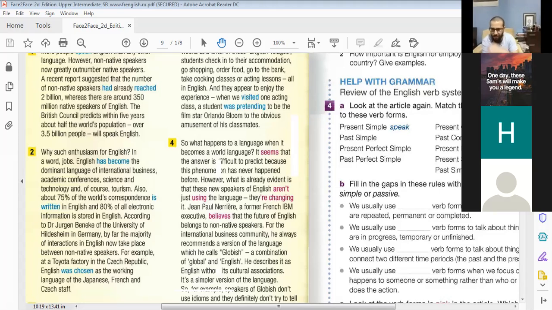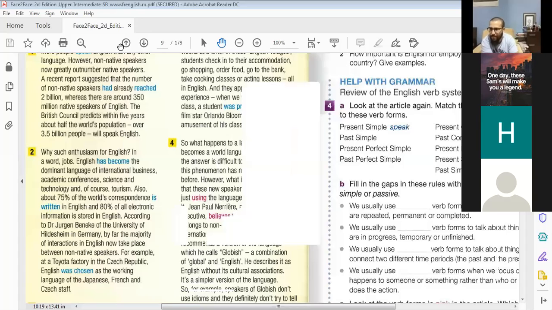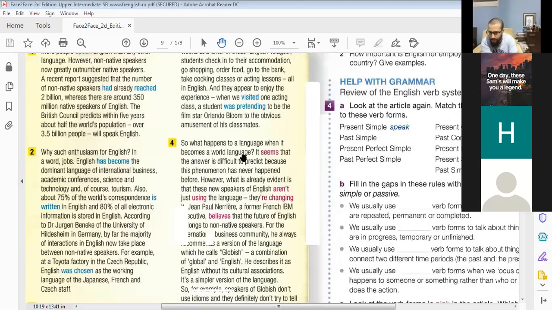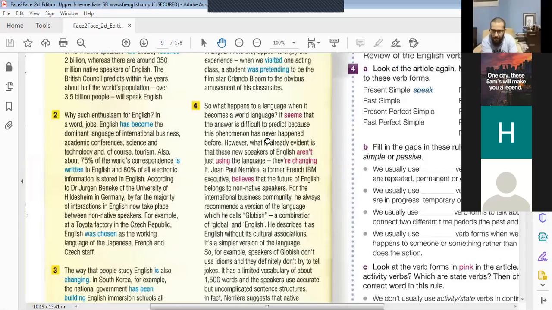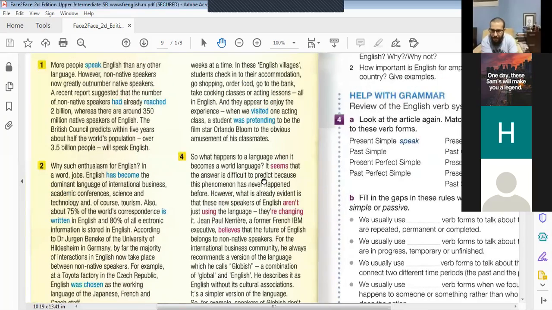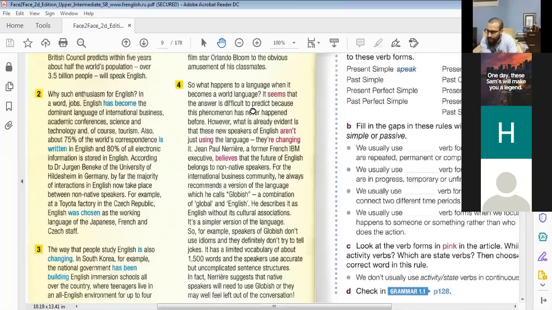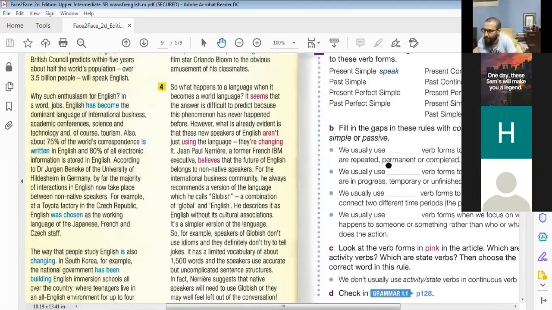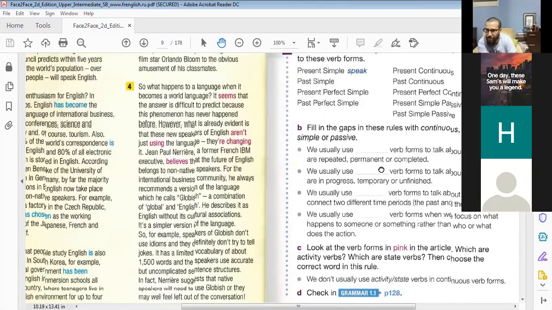What about, let's see, what else do we have? Had reached, I think we talked about it. What's had reached? Past perfect. Let's see if we have any other blue parts. Has become. Present perfect. It's the only one we didn't talk about. Past continuous, we talked about it.